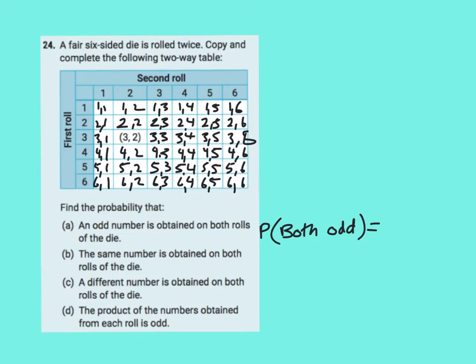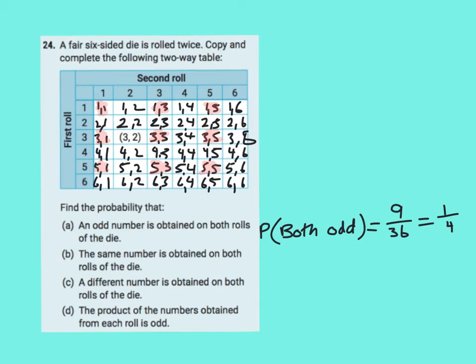Now, if we look, and we'll just use a highlighter here, for both odd numbers, so I have 1 1, 1 3, 1 5. Then I have 3 1, 3 3, 3 5. And then finally I have 5 1, 5 3, and 5 5. Both of them are odd numbers. So what I need to do then is I have 9 in total, all over, how many is the total number of events? 6 by 6 gives me 36, or you can count up all of the events. And 9 goes into 36, 1 over 4.